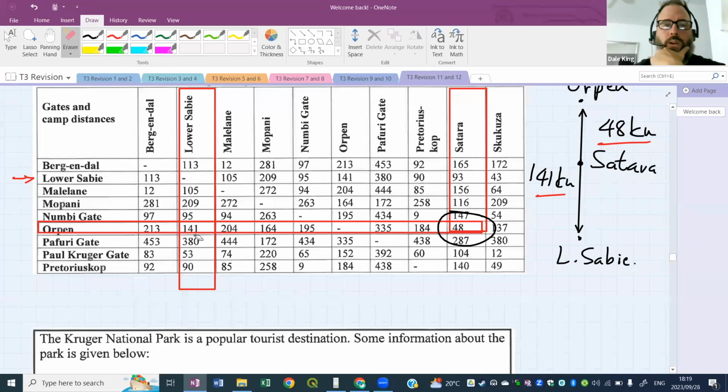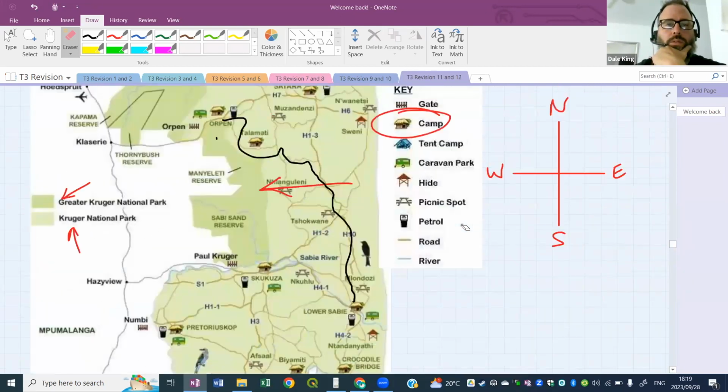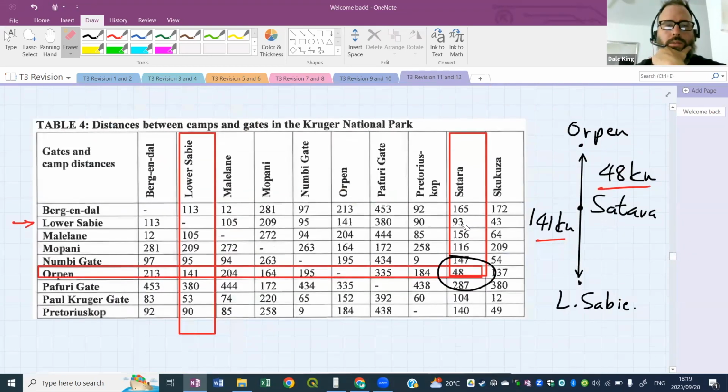But why does the 141 have to be to Satara? Why can't it be to Talamati? Is Talamati on this table? No, Talamati isn't even on this table. We're going to have to assume that it does, guys, because it's 48 kilometers to Satara and it's 141 to Lower Sabi. A hand went up, then a hand went down. Yeah, they're asking about show by calculation in this table that this distance, 141, from Orpin to Lower Sabi definitely goes through Satara. They're saying confirm that it must go through Satara.